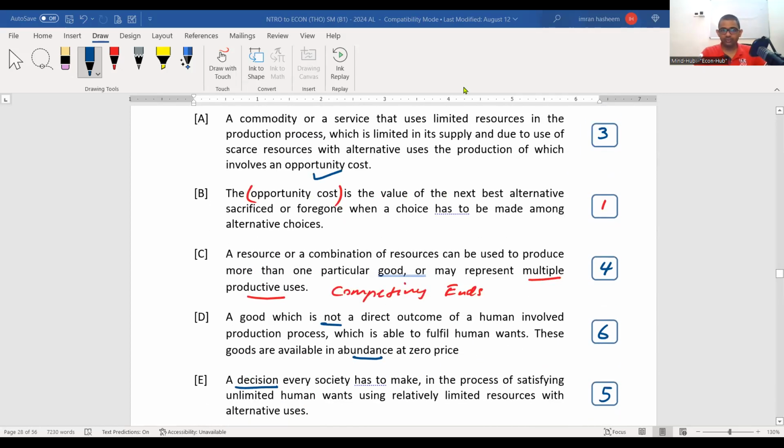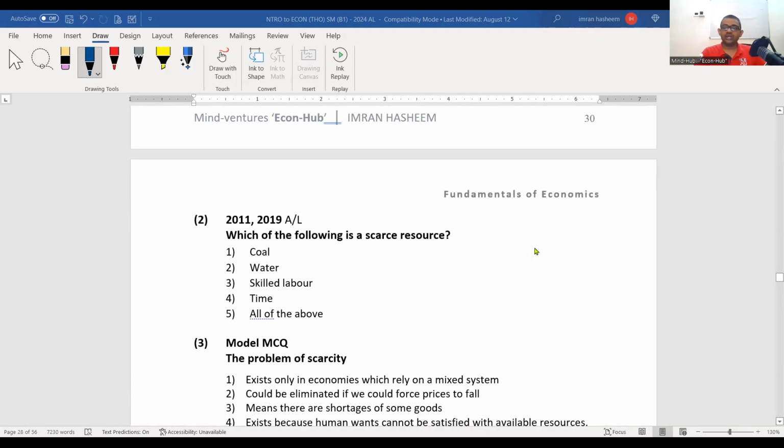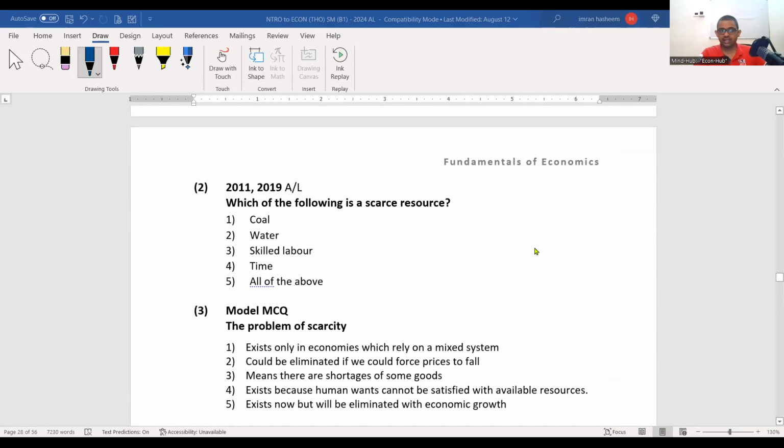Okay, I'm sure all of you were okay with this and you got this done without a problem. Now let's look at some past paper questions and try to focus on these. 2011, 2019. Which of the following is a scarce resource, a limited resource? Coal, water, skilled labor, time, and all of the above. Remember, in your MCQ paper, you have to either find the correct answer or the most appropriate answer. There is one answer.